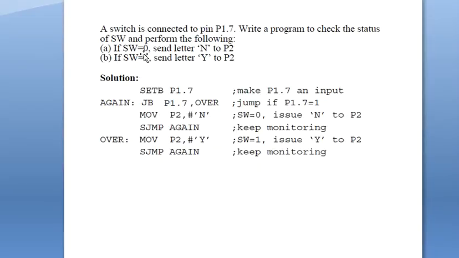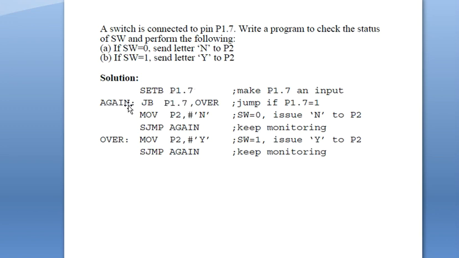So respectively when switch is 0 and 1, you need to send N and Y to port P2, right? We are going to see how it will be done. Set P1.7, in the sense you are making this pin an input pin. So you are going to observe this pin continuously.